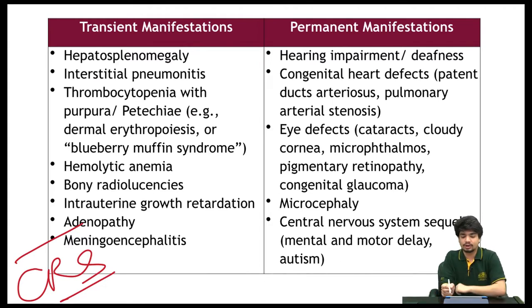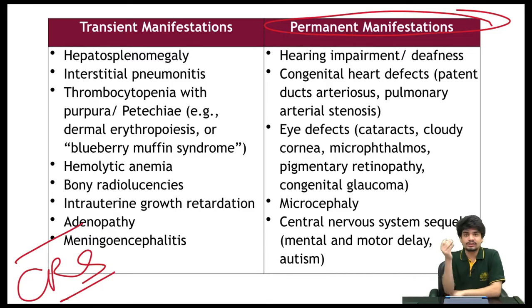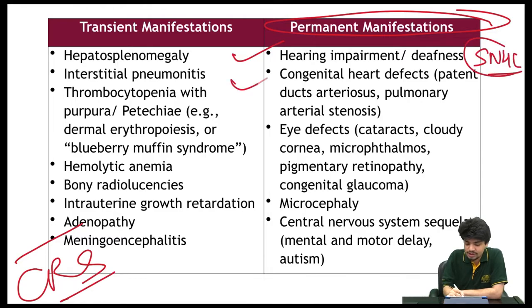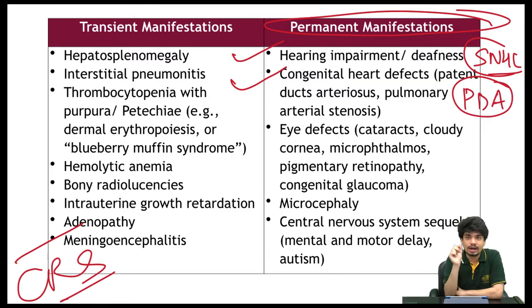in your entrance examination. Now, what are these permanent manifestations? There is a typical triad. The first one is hearing impairment, the SNHL, the sensorineural hearing loss. Second, a congenital heart defect. The most common amongst that is PDA. That has also been asked, which is the most common congenital heart defect in a child who is suffering from congenital rubella syndrome, the CRS. The answer is PDA. What is the most frequent manifestation? That is SNHL, that is sensorineural hearing loss.